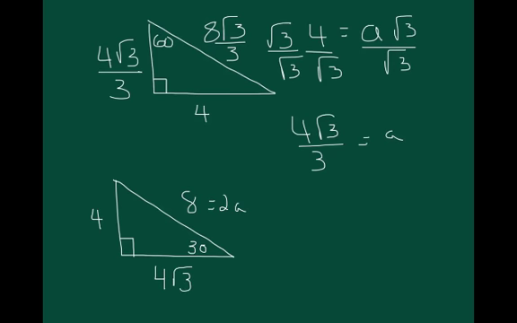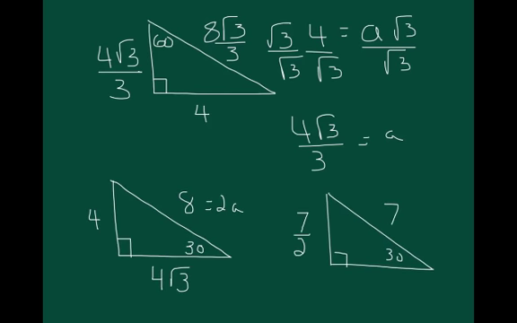Why don't you try solving one by pausing the video, and suppose you knew that the hypotenuse was 7. What would the other two sides be? Okay, the side opposite 30 is going to be half of 7, or 7 halves. Then the side opposite 60 will be 7 halves times root 3, or 7 root 3 over 2.